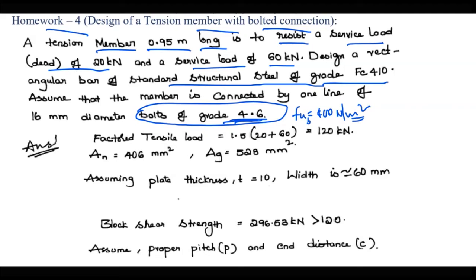So factored load should be calculated, because these are the service loads acting on this. 60 plus 20 is 80 kilonewton, and multiplying by the load factor 1.5 gives 120 kilonewton, which is the total factored load acting on the tension member. So you can get the area of this and everything.